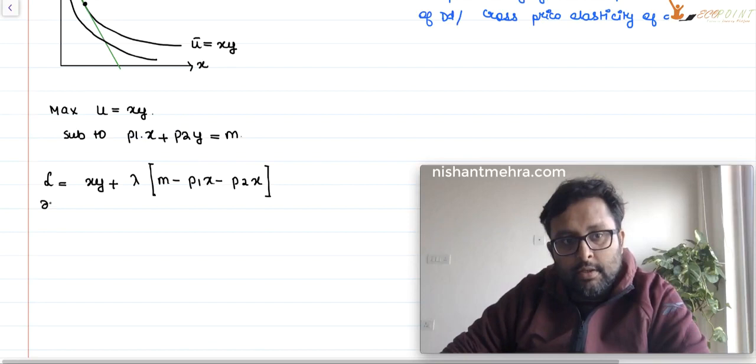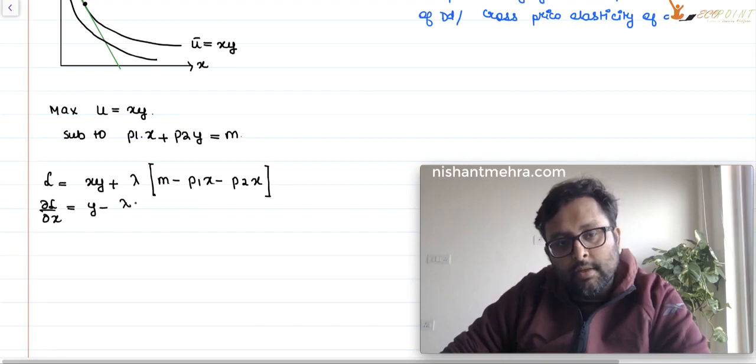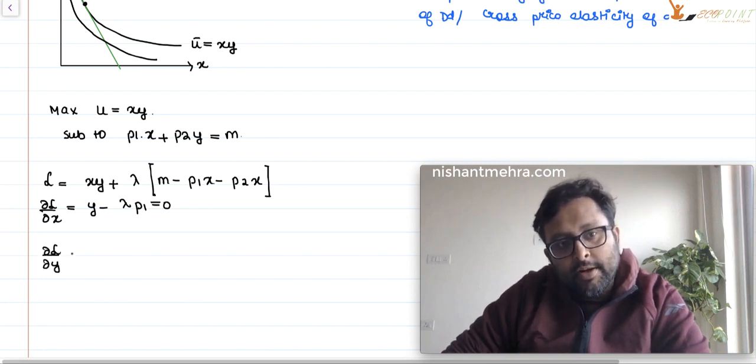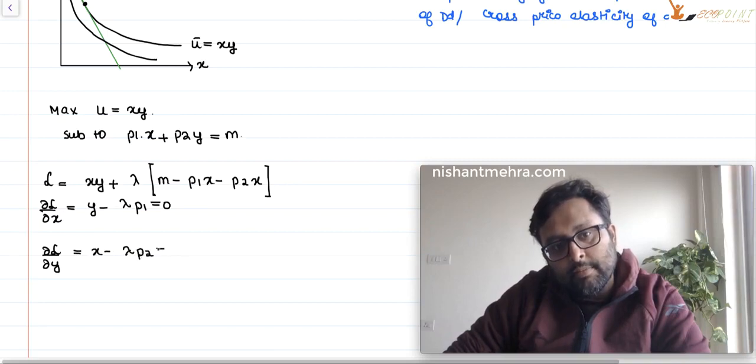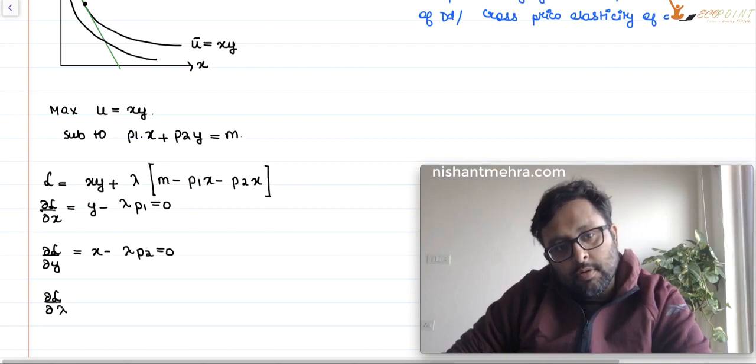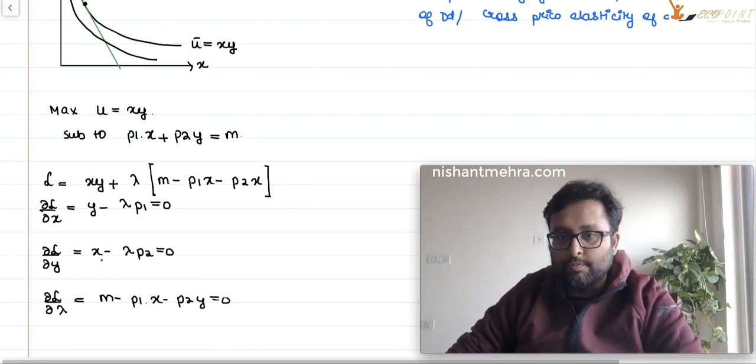So it is del L by del X is y minus lambda P1 equals 0. Del L by del Y is X minus lambda P2 equals 0. And del L by del lambda is M minus P1x minus P2y equals 0.